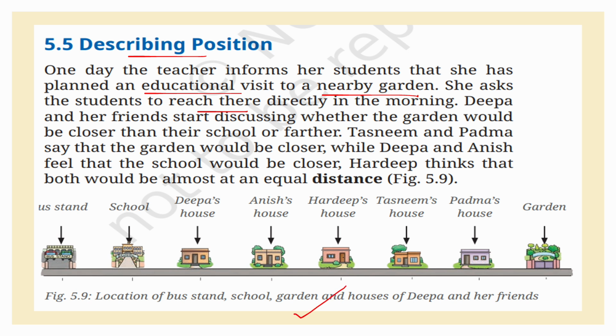See this picture here. You can see a bus stand, then the school, then Deepa's house, Anish's house, Hardeep's house, Tasneem's house, Padma's house. Then here is the garden. So for Padma, the garden will be closer when compared to the school. For Tasneem also the garden will be closer. But for Deepa and Anish, the school will be closer to their homes. Then what about Hardeep? For Hardeep, both garden and school would be almost at an equal distance.